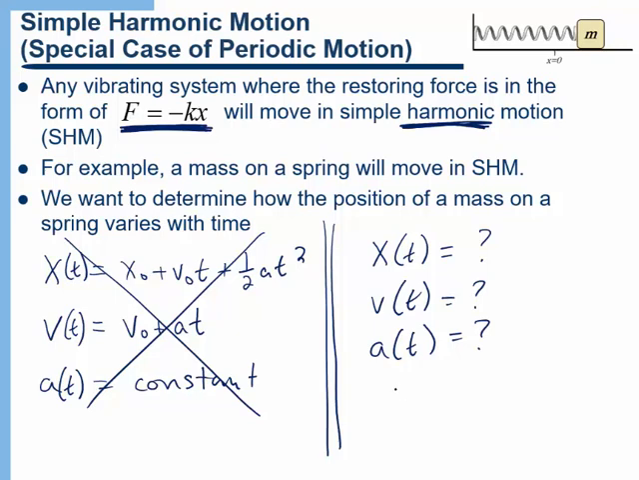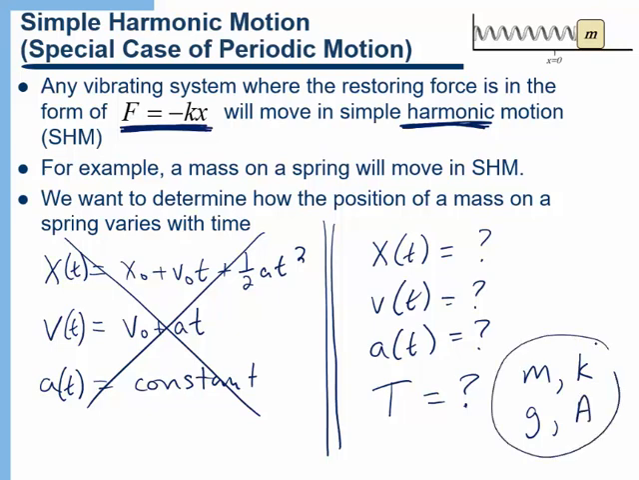Remember, in our previous video, we also talked about what the period of the motion depends on. Does it depend on m, the mass, k, the spring constant, g, the acceleration due to gravity, and A, the amplitude? So how does it depend on those, and which of those does it depend on? So that's our goal. That's what we want to figure out: x, v, and a as a function of time, and then what the period depends on.